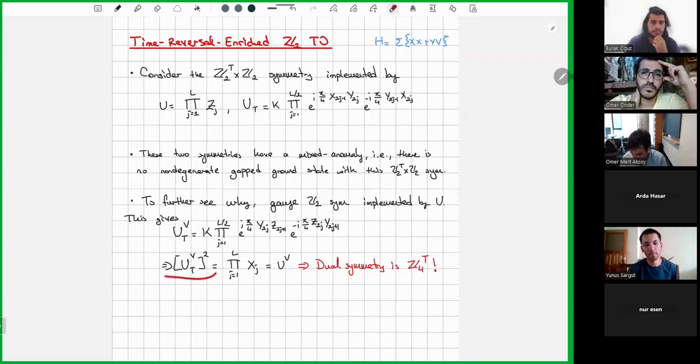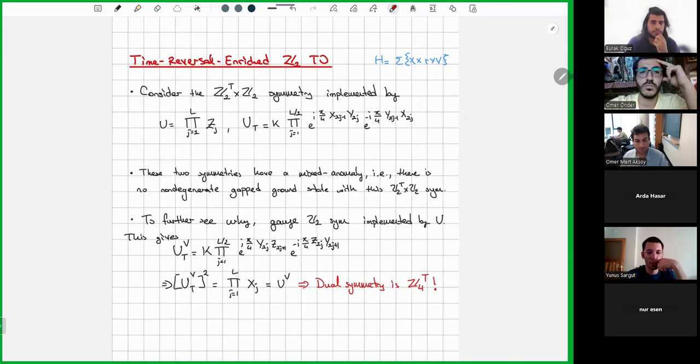If you square this operator, you find a product of x's, which is the dual symmetry actually in this representation. So your Z2 time reversal became a Z4 time reversal. And this is exactly the central extension I was talking about applied to the time reversal symmetry. So, okay, this is a 1D example with anomaly. There's a Z2 times Z2 with anomaly. There's a Z4 that is not anomalous.